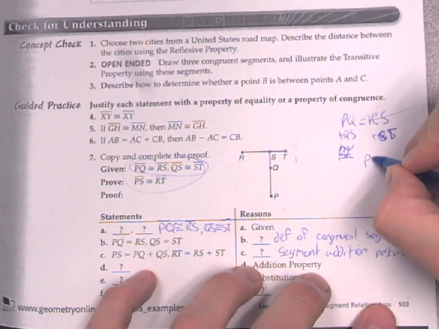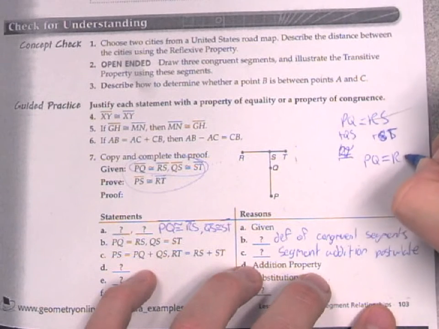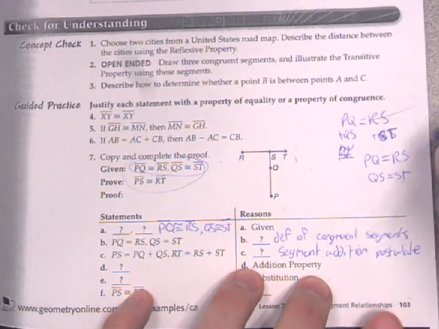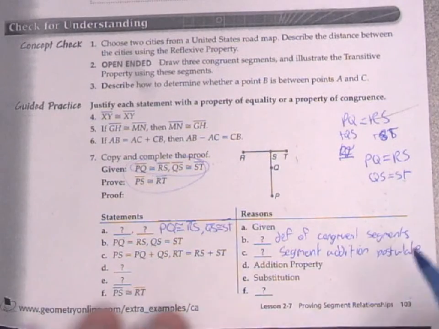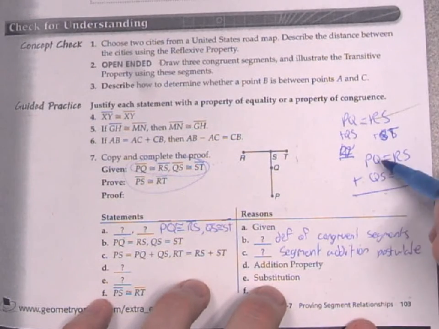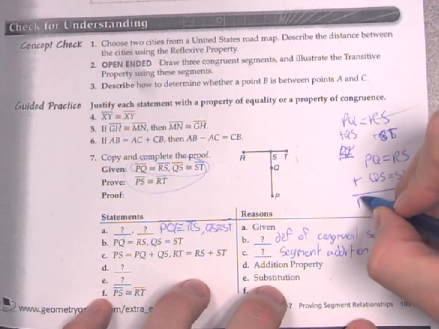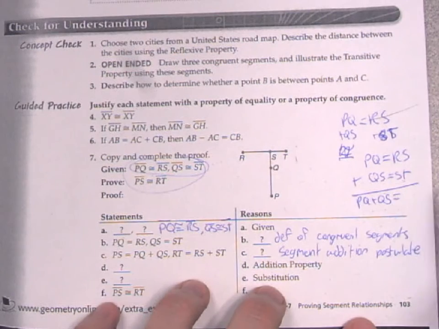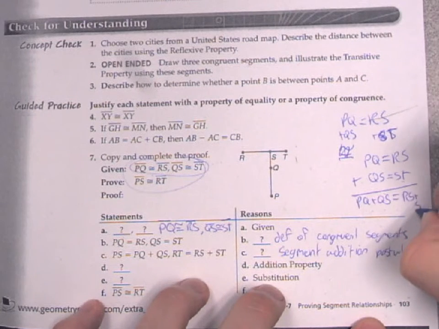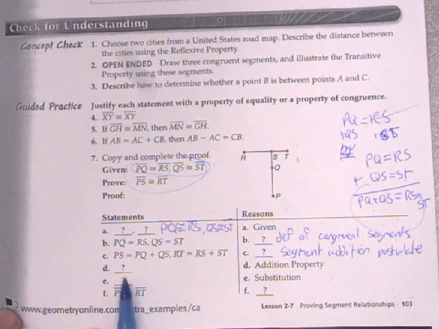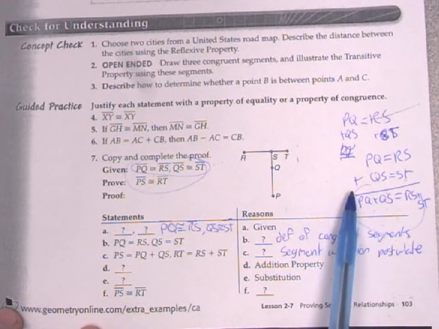So basically what I'm doing is I'm taking this statement, PQ equals RS, and this statement, QS equals ST. Again, that's from part B. And I'm adding them together. So on the left, I get PQ plus QS. And then I have equals, and on the right side, I have RS plus ST. Okay, this is the statement that I'm going to use right here for D. This is the addition property of equality.